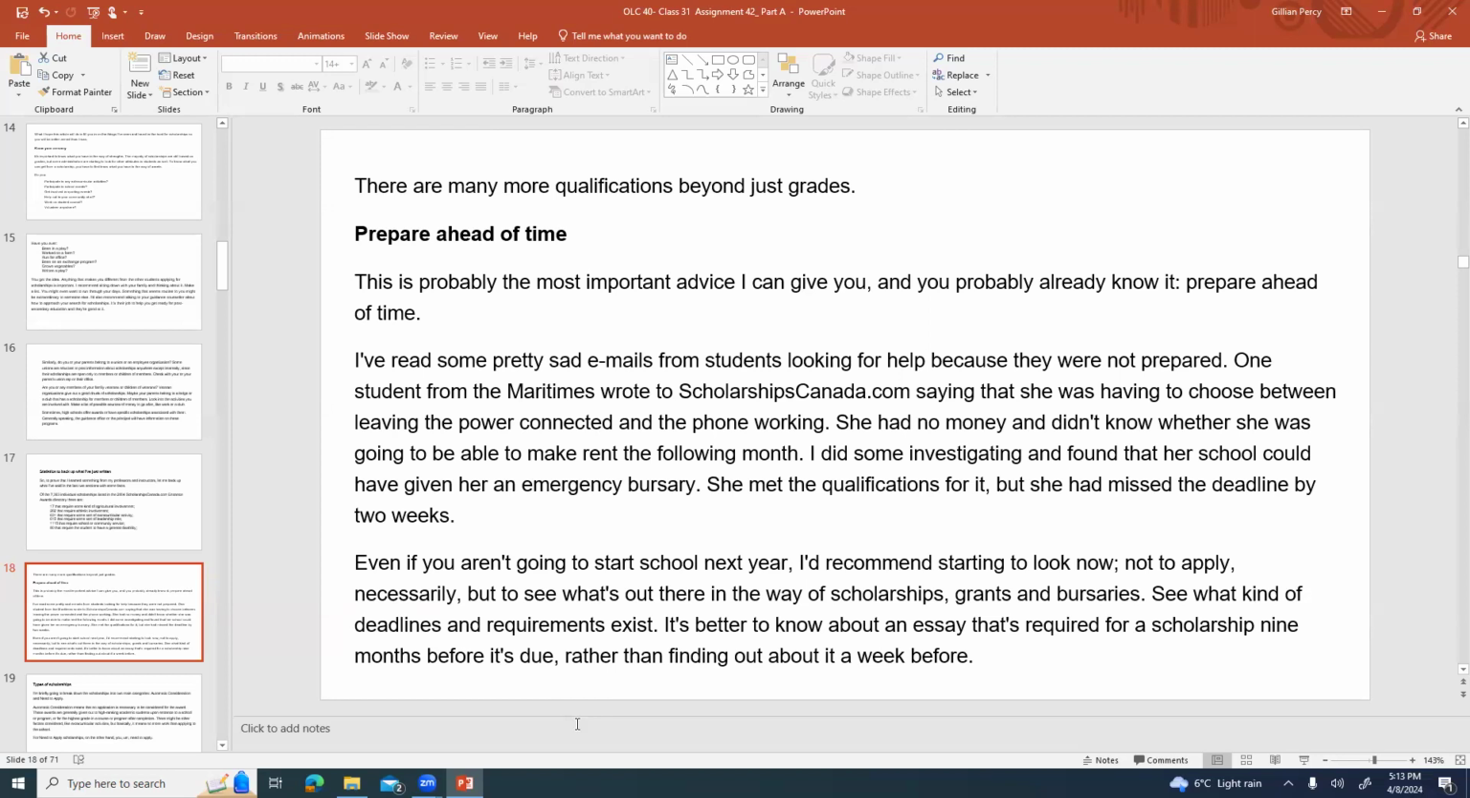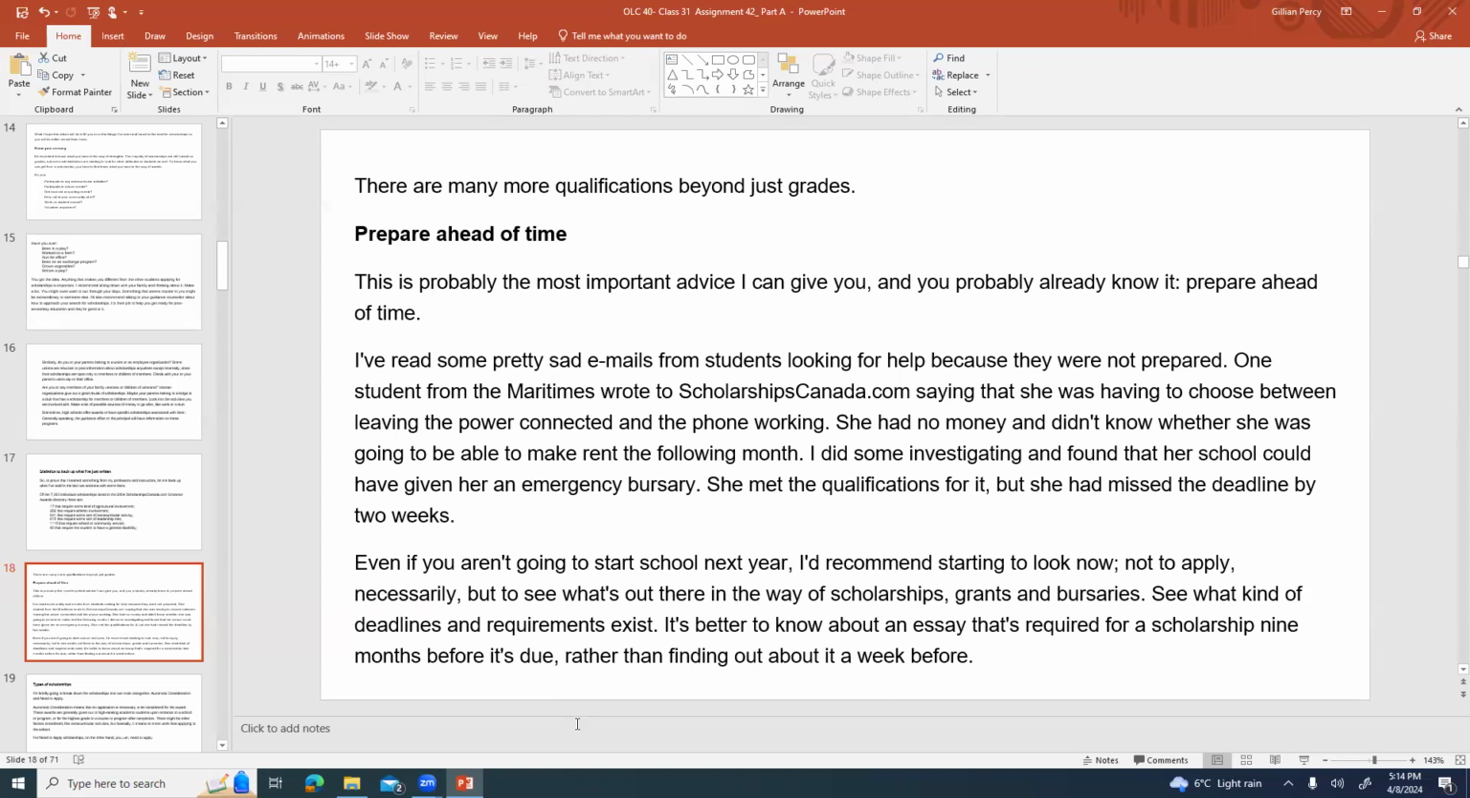One student from the Maritimes, which is over in the provinces by the east, by the ocean, wrote to scholarshipscanada.com saying she was having to choose between leaving the power connected and the phone working. She had no money and didn't know whether she was going to be able to make rent the following month. I did some investigating and found that her school could have given her an emergency bursary. She met the qualifications for it, but she had missed the deadline by 2 weeks.